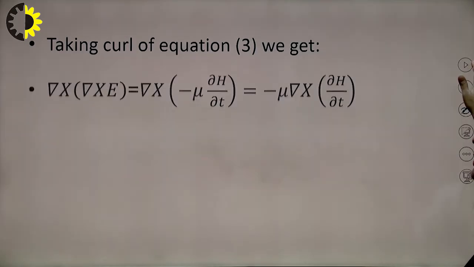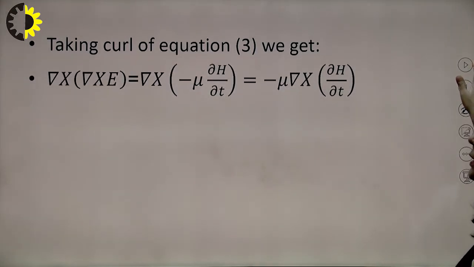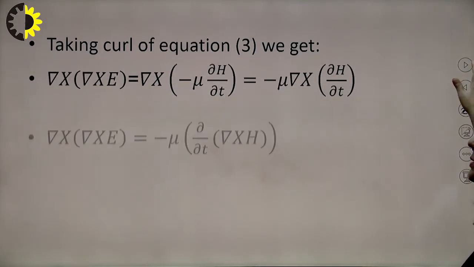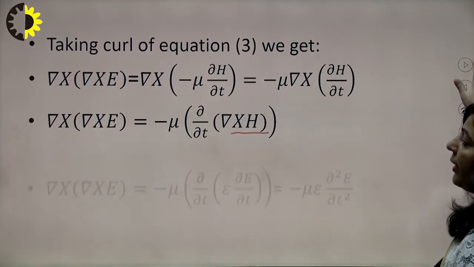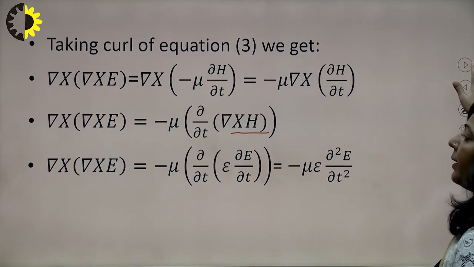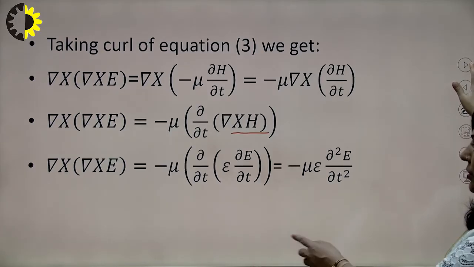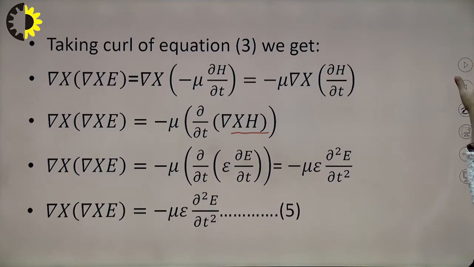Take the curl of equation number 3. After taking the curl, you interchange the operators, and after interchanging you get the curl of H. You have to replace the value of curl of H, which is epsilon del E by del t. Now after simplifying, the right hand side is this. Finally you are reaching equation number 5.